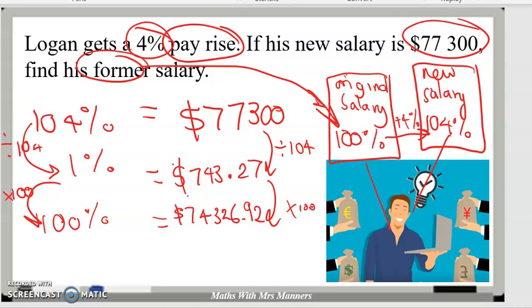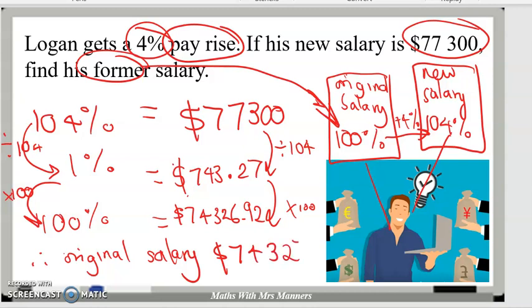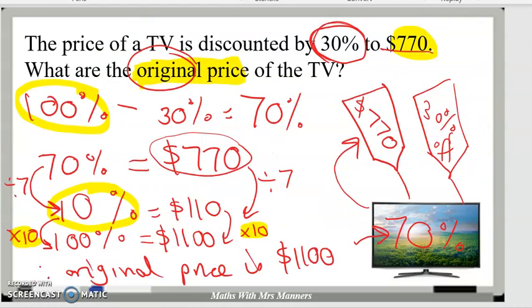$74,326.92. So his original salary was $74,327. We don't usually write salaries to the nearest cent. So I'll just write down that his original salary was $74,327.